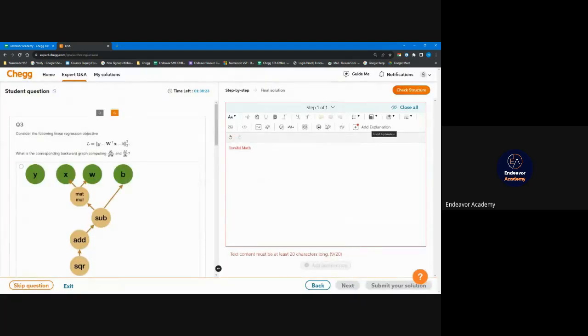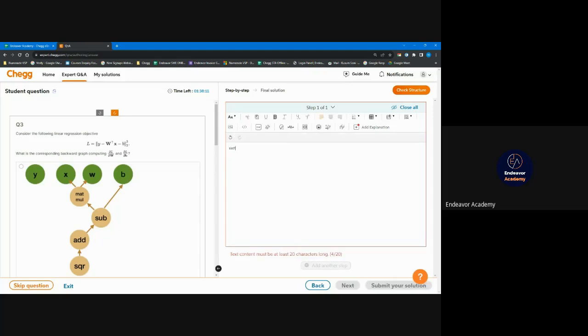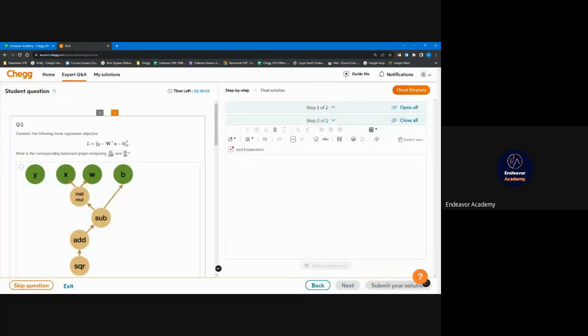And for the explanation, we can add the explanation by clicking on this button, add explanation. Okay. In between the steps, if you want to add an explanation, I can add the explanation from here. And for inserting additional steps, we can use this button, add another step. Okay. And whenever you are done writing your solutions, always click on this button, check structure.